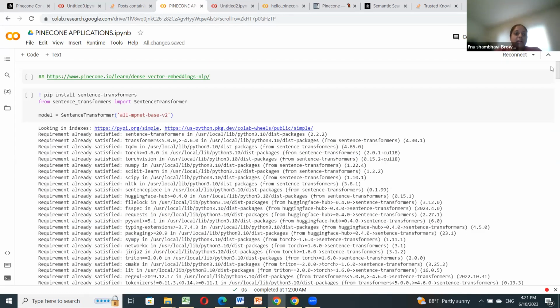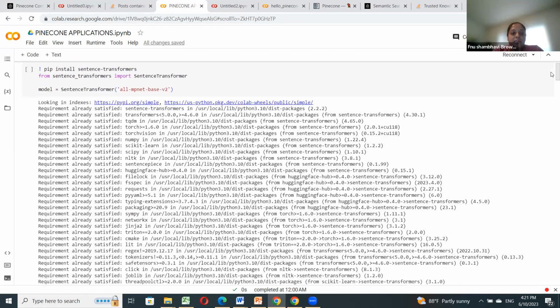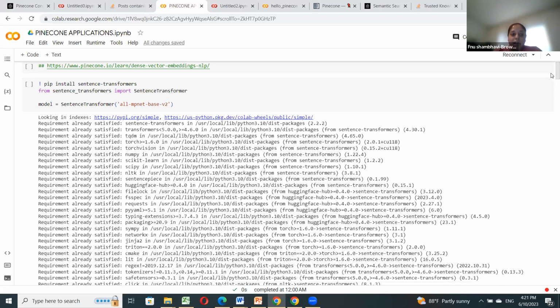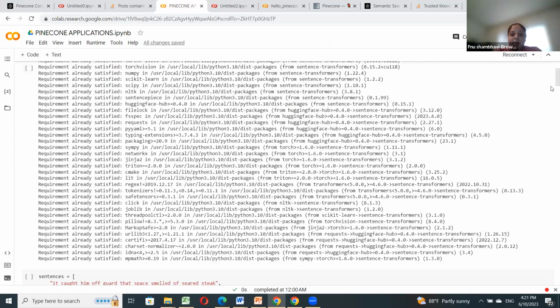Here we are installing our sentence transformers package, and then we imported the model, mpnet base v2, from the Hugging Face model hub. We have the Hugging Face library, and from there we downloaded this model and installed these libraries.